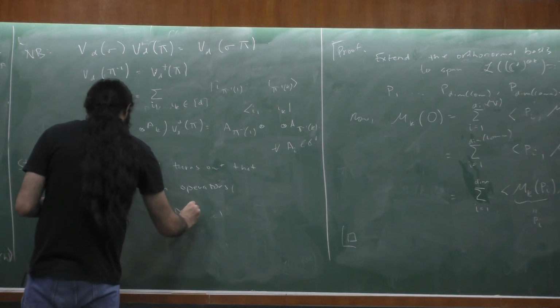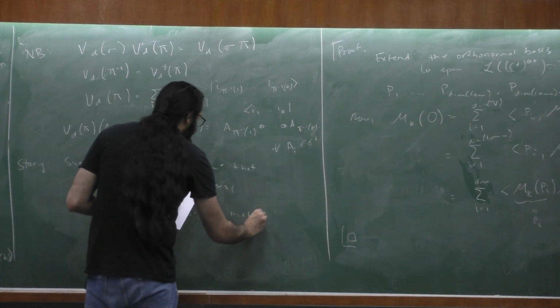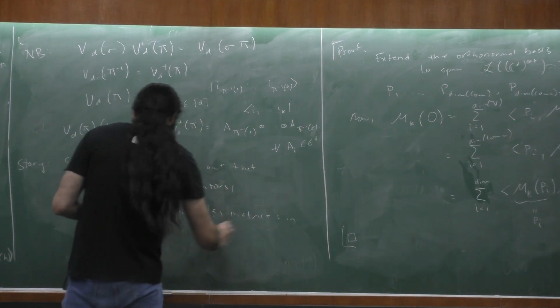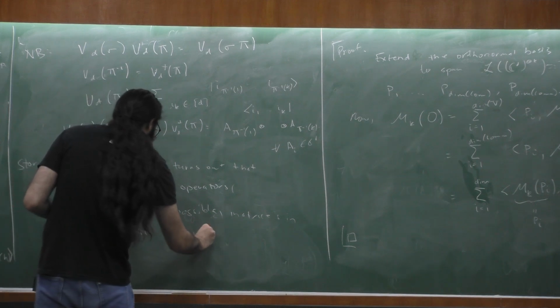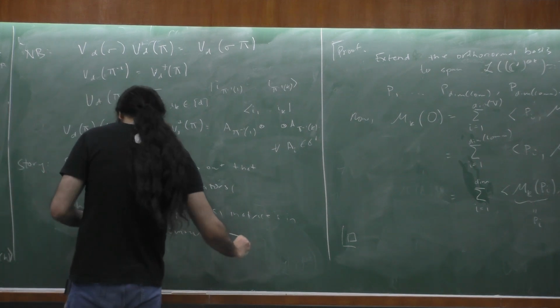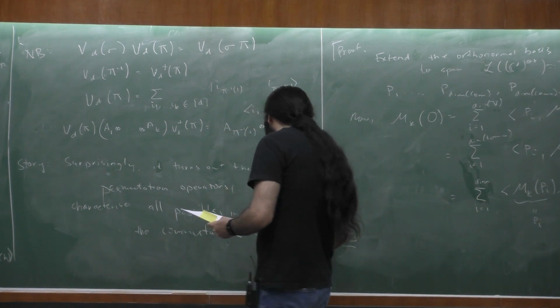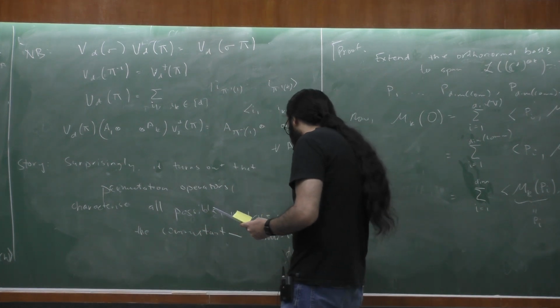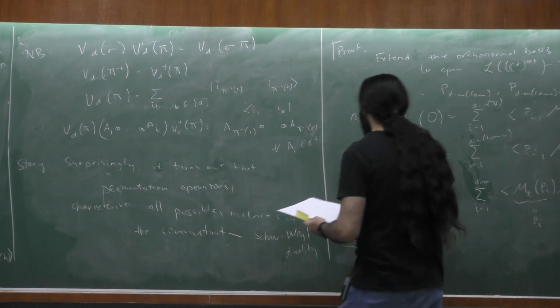So these operators characterize all possible matrices in the commutant. Okay, and this is called the Schur-Weyl duality, which I don't know much about, certainly not in this context. Okay, so let me write the theorem.